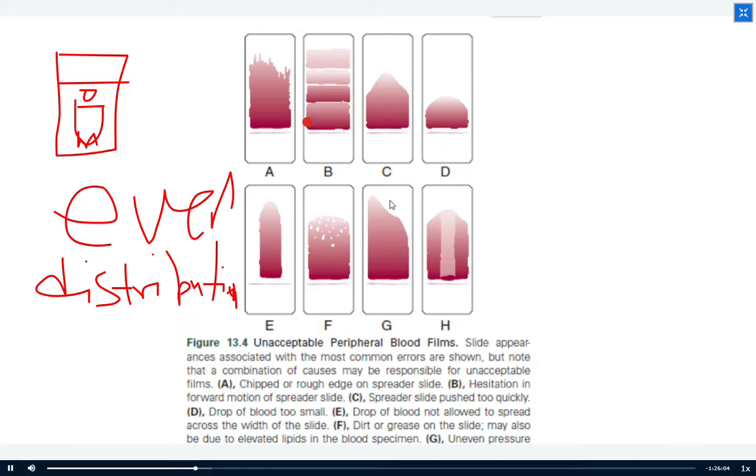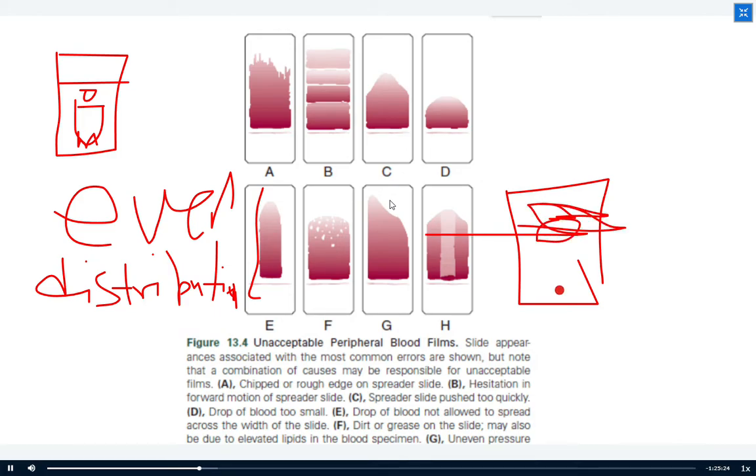Then another one would be this one. If you notice, distorted siya. The reason for this is yung medtech nagkaroon ng hesitation. Nag-hesitate siya sa pag-smear niya. Then this one would be your spreader slide pushed too quickly. So masyadong mabilis, making it too long. And then another one for your D will be drop of blood is too small. So masyadong maliit yung blood na nilagay mo. Then that would lead to your short smear. Then drop of blood not allowed to spread across the width. So ito siya, class. Hindi nyo properly in-spread yung blood dito. Siguro parang dito pa lang sa area na to, then in-smear nyo na pababa.